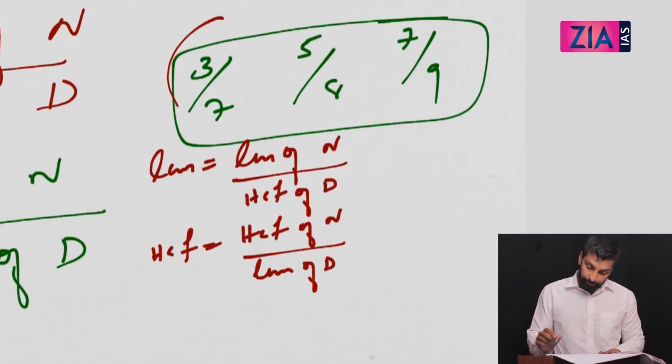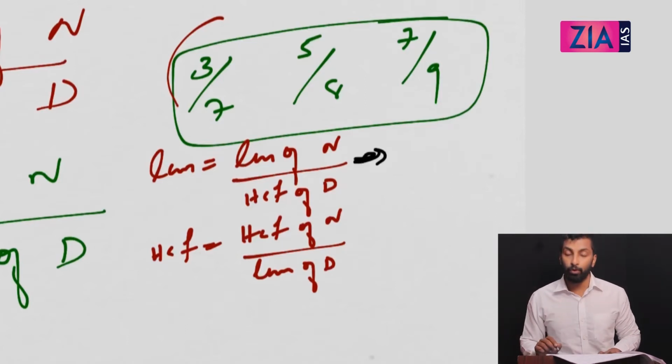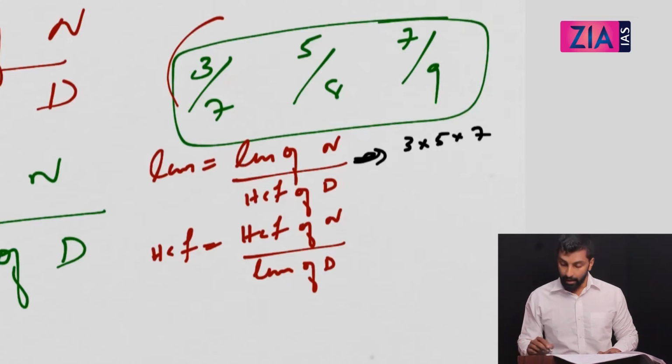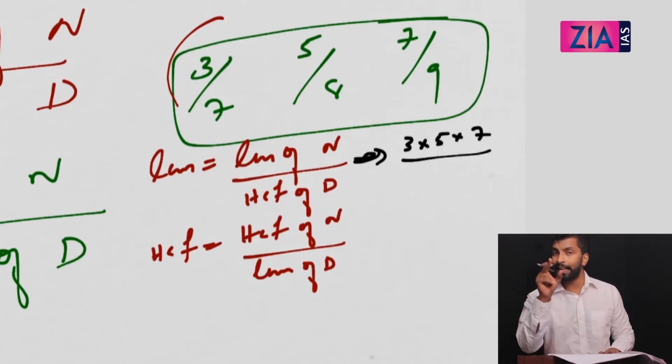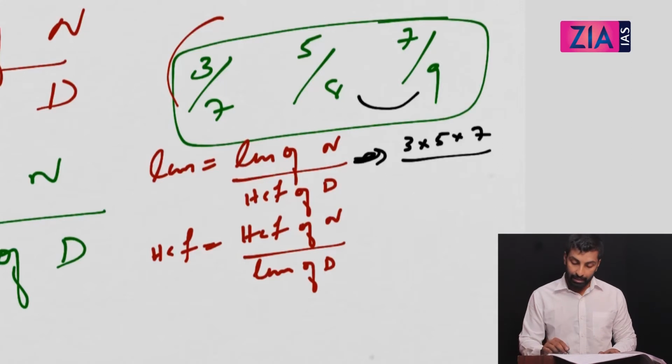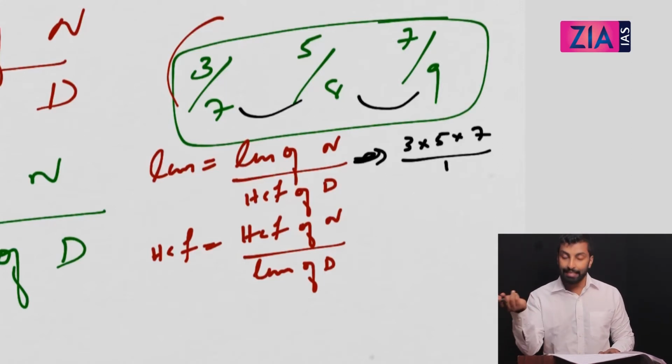So let's find it out. Now what is the LCM of the numerators? The numerators are 3, 5 and 7. What is the LCM? 3 into 5 into 7. Between them there is no common term. Divided by the HCF of the denominators 7, 8, 9. What is the HCF? Take the least difference, right? So 8, 9 you get the least difference, or 7, 8 you get difference 1. That's your HCF, so 1. So your LCM will be 3 into 5 into 7.